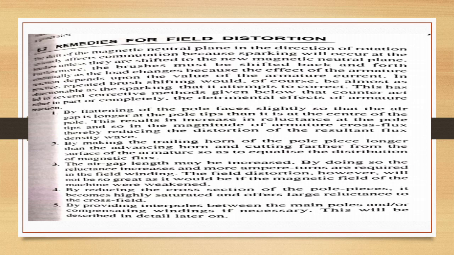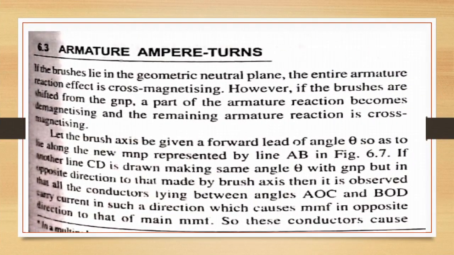Field distortion, however, will not be so great as it would be if the magnetic field of the machine was weakened. Fourth is by reducing the cross section of the pole pieces, it becomes highly saturated and offers large reluctance to the cross field. Fifth one is by providing interpoles between the main poles or compensating windings if necessary, and this will be discussed later.